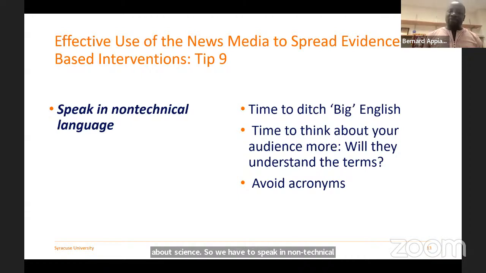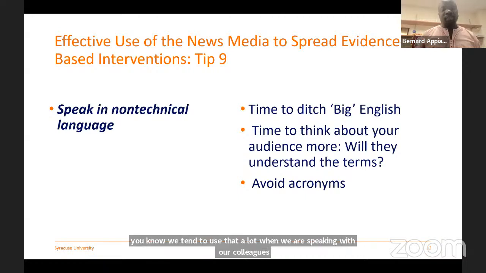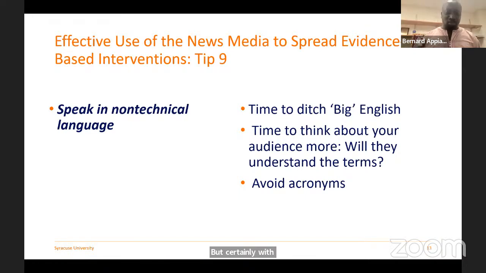Then also we have to avoid the use of acronyms. We tend to use them a lot when we are speaking with our colleagues, but certainly when speaking in the media, we want to do our best to avoid the use of acronyms. Unless a particular acronym is well known, we should definitely avoid that.